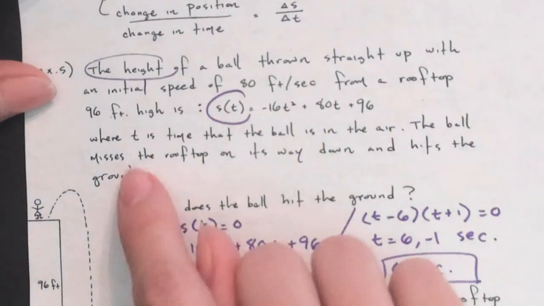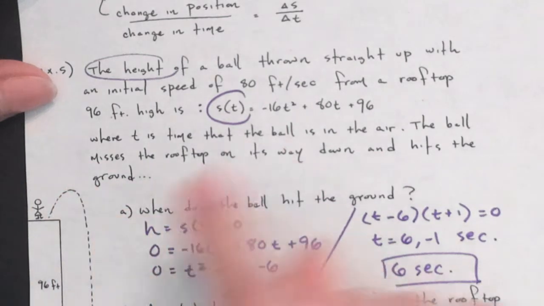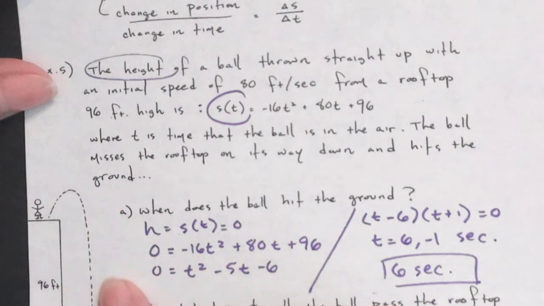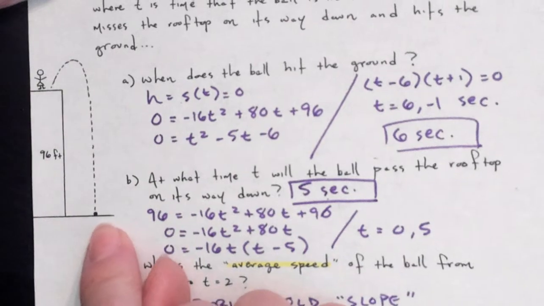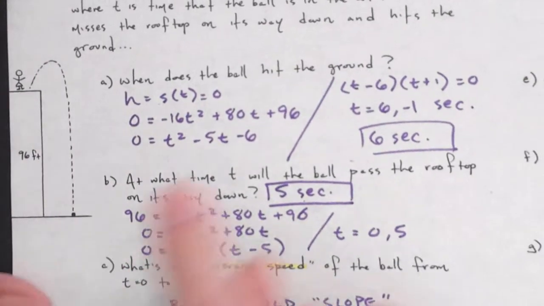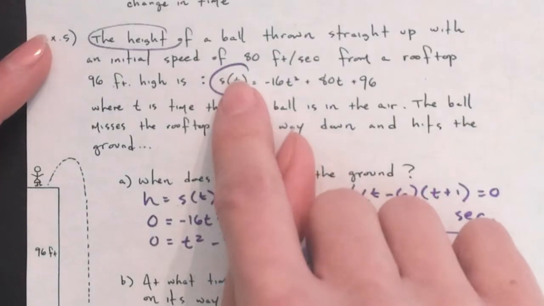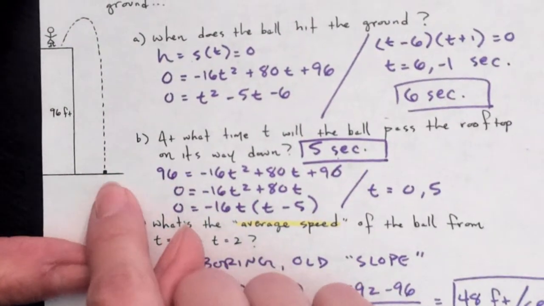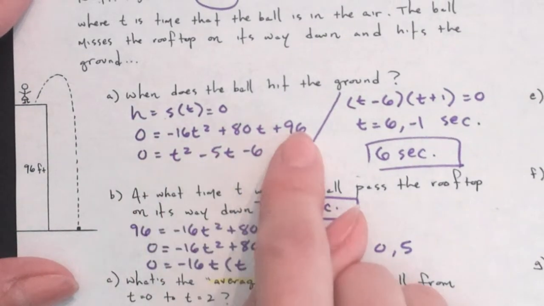So you throw it straight up into the air, so really straight up, but that's okay. I need it to be like this shape. So you throw it up, and then it misses the rooftop, and then it goes down, and then it hits the ground. So this is the situation that we're dealing with, okay? When does the ball hit the ground? If this is the height, we want to know when the height is 0. So we set the equation equal to 0.